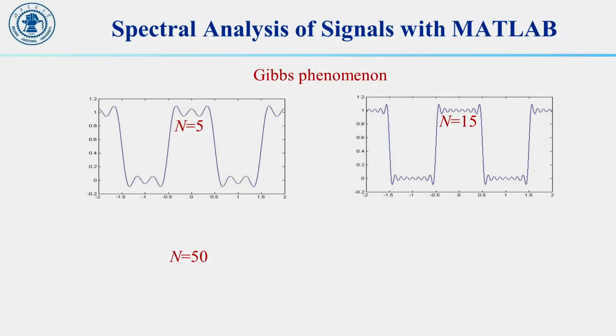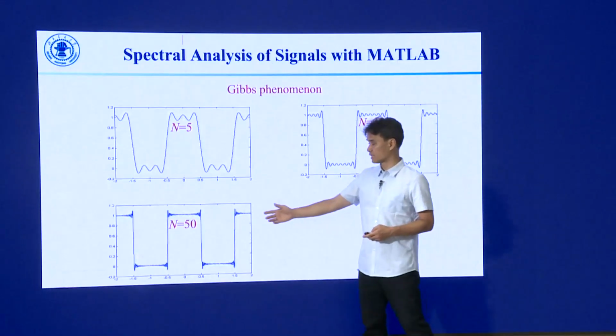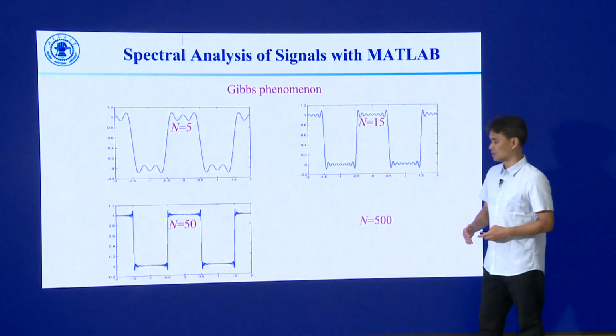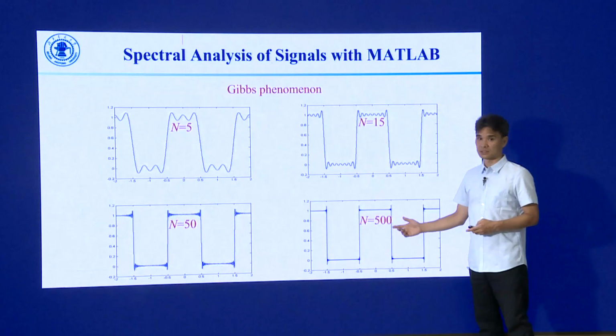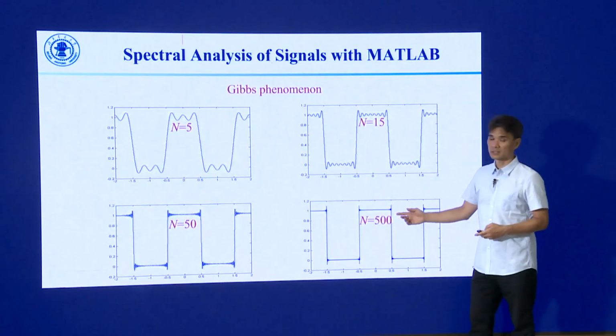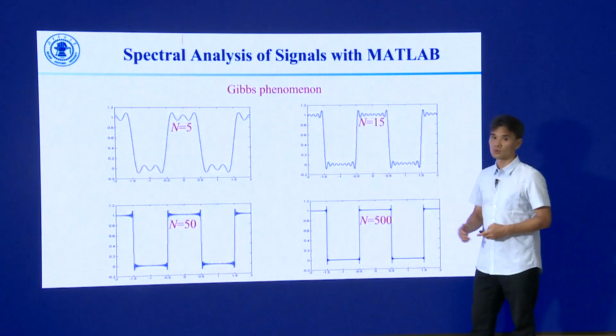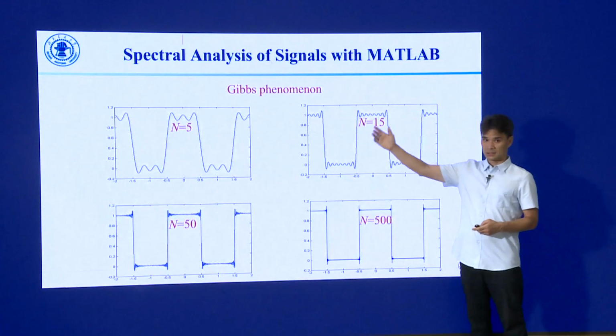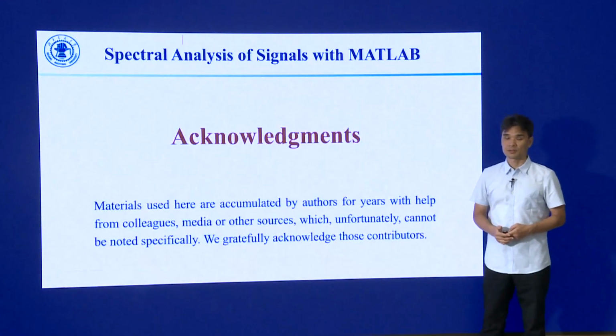What if we increase the number of harmonics? We can see that the wiggling is getting smaller, but the overshoot is there. And however much you increase capital N, the wiggling is getting smaller and smaller, but the overshoot is always here. So that is the demonstration for the Gibbs phenomenon. Thank you.